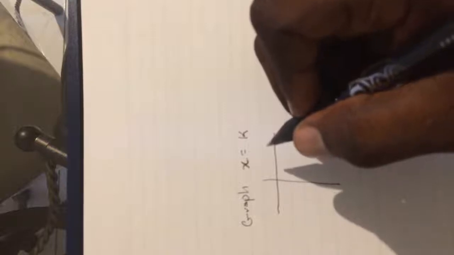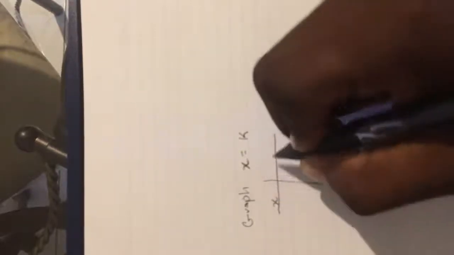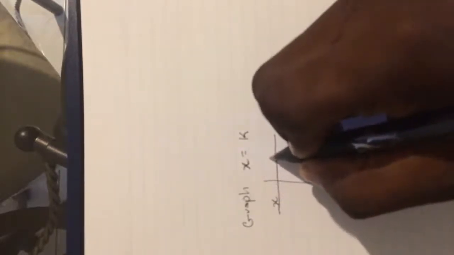So the graph is x is equal to k. Good? Alright, so now this graph is a bit different. It's a lot different now because we don't have any y in it, and we know that y is a dependent variable. So how this graph goes is like this. This is how this graph goes. We have x here and we have y here.